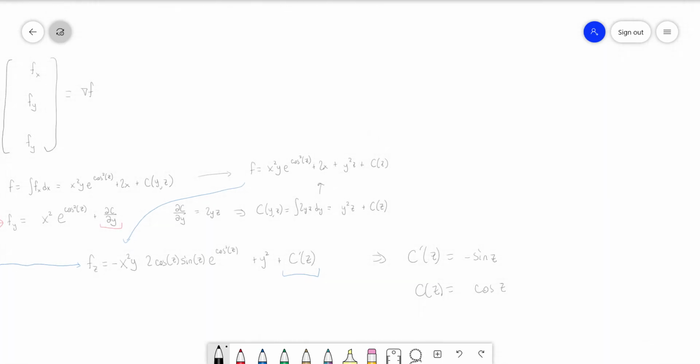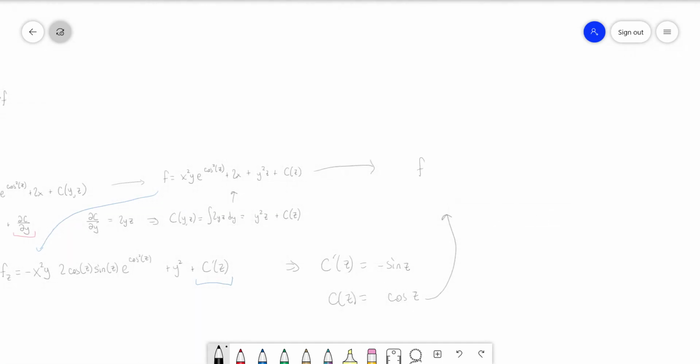Okay. So now I'm going to take what I have for f and plug this in. So then we have little f equals x squared y e to the cosine squared of z plus 2x plus y squared z plus cosine z. Now, this integral technically gave us plus an arbitrary constant, this time being an actual constant. But for us, we usually don't need to care about what this constant is. So for convenience, we usually just treat it as being equal to 0. So we get this for a potential function, all right? So it should be that the gradient of this function is equal to the original vector field in our problem.